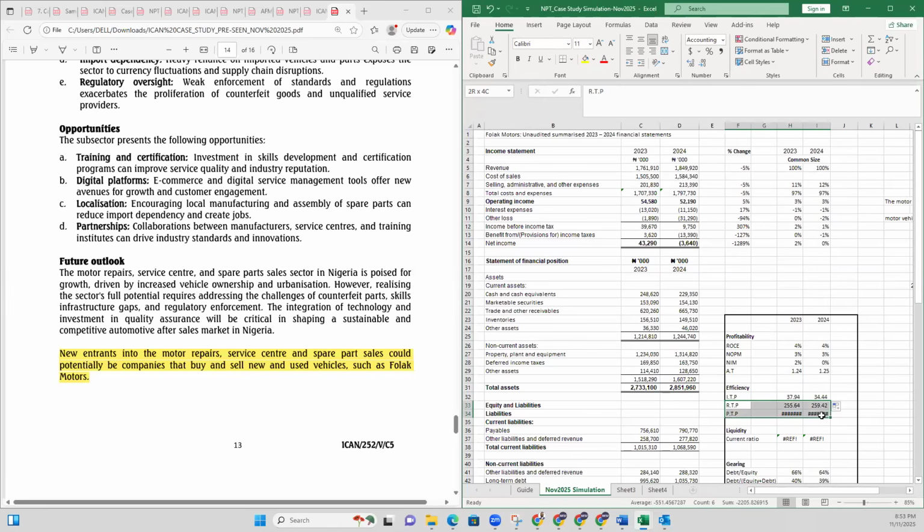Receivable turnover period and payable turnover period. You can note the full meaning of these abbreviations as we are talking about them, please. ROCE is return on capital employed. NOPM is net operating profit margin. NIM is net income margin. Asset turnover is ATO. ITP is inventory turnover period, then receivable turnover period, and payable turnover period. Is that clear?